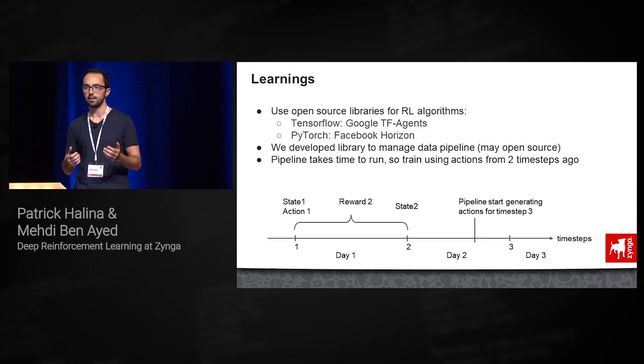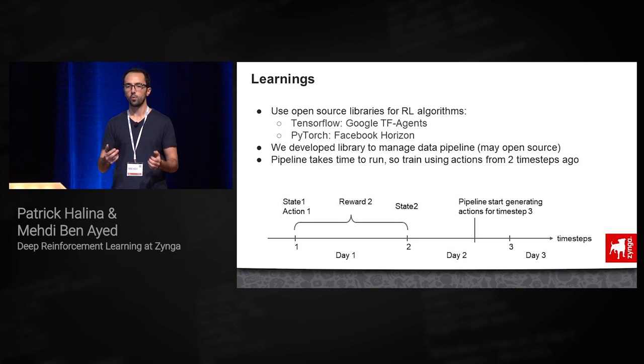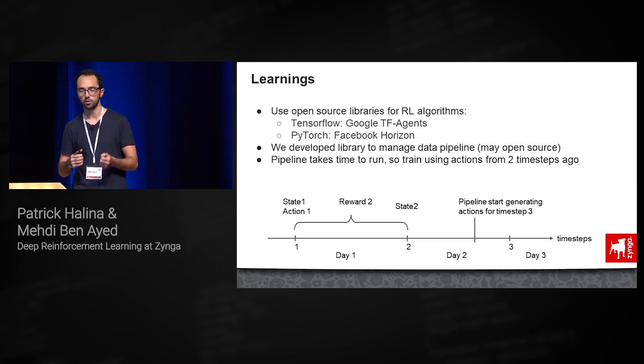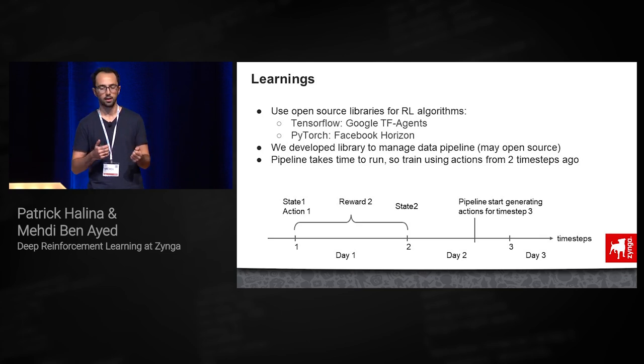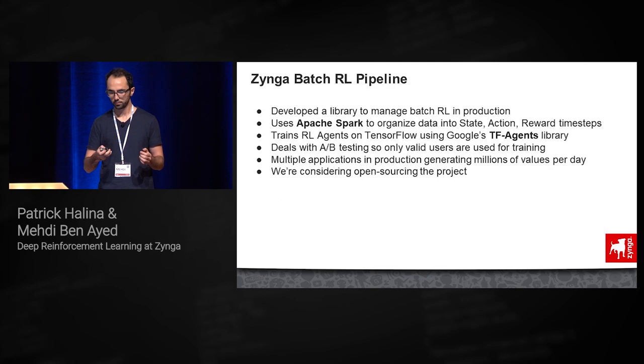The learning from that is to use as many open source libraries as possible so that you lower the complexity of your own system. We did not want to build a new RL algorithm, so we used what was available. There are two main libraries for that. There is TF Agents, made by Google, which uses TensorFlow. And there is a Facebook library which was called Horizon and is now called ReAgent, and it uses PyTorch. Then we also developed a library on top of these to run our pipeline.